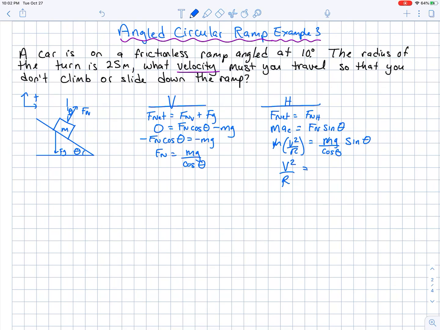Next step, we're going to clean this up so we get rid of the masses. We get v squared over r on the left-hand side, and then we clean up that sine theta over cos theta, which is equal to g tan theta. So now we want to solve for velocity, so we rearrange the formula. We get velocity is equal to the square root of r g tan of theta.